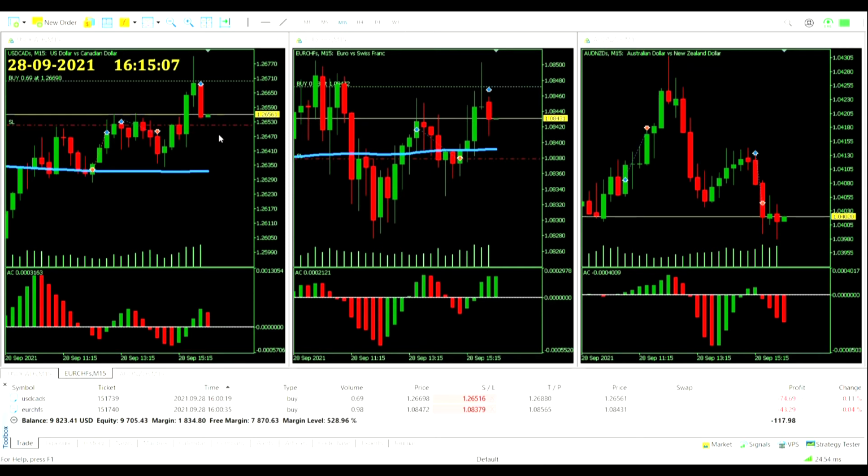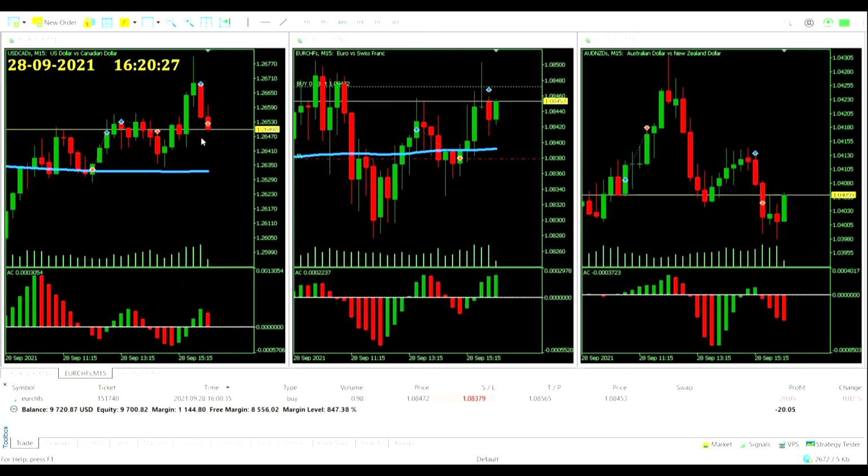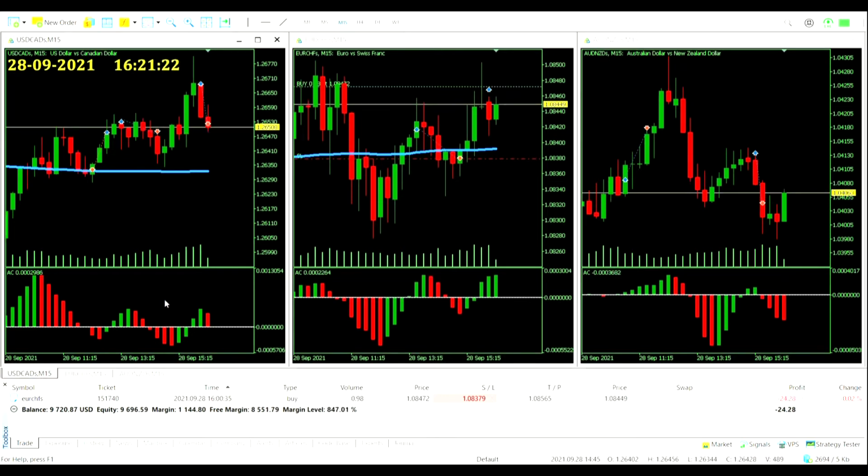The US dollar, Canadian dollar, definitely threatening that stop loss. Very close there, about 3/4 of the way. The euro Swiss franc not going quite as bad, but still halfway towards our stop loss. Oh, there we go. Stop loss triggers on the US dollar, Canadian dollar. Another loss for the accelerator oscillator. Look at the choppiness here. Another $100 gone. Now we're down to 9,720, and this is dropping quick.